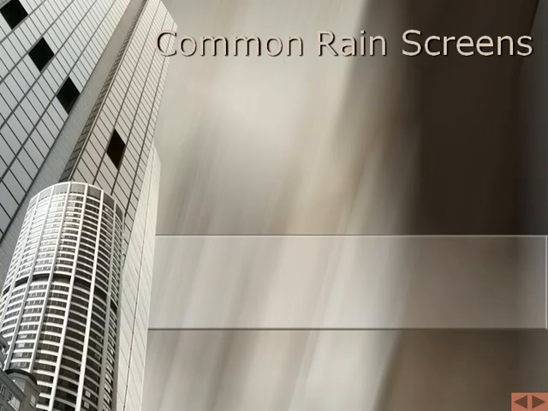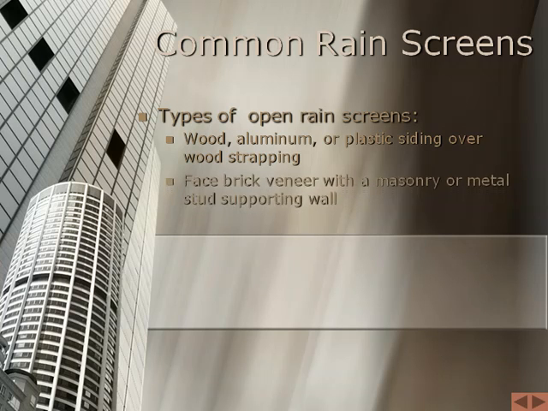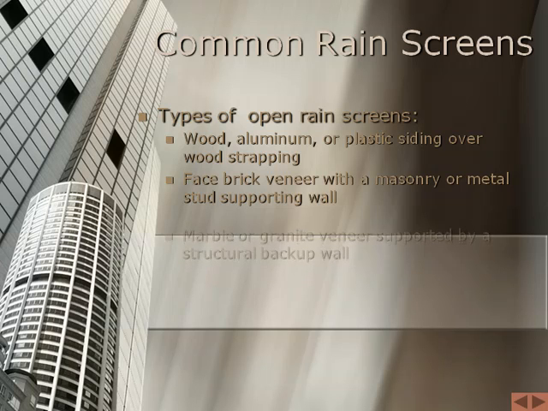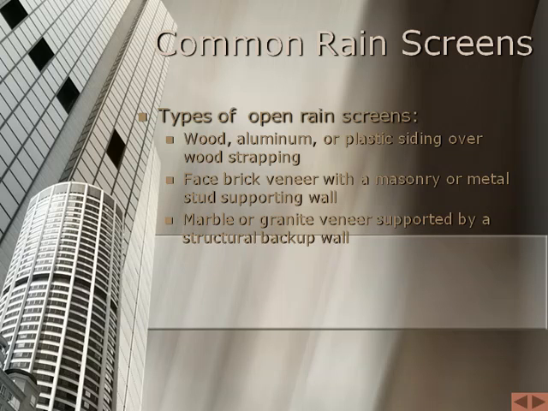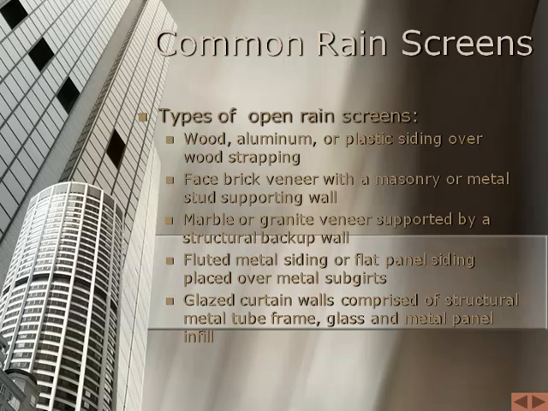Although we do not always think of these examples of exterior wall construction as rain screen walls, types of rain screens include wood, aluminum, or plastic siding over wood strapping. Face brick veneer with a masonry or metal stud supporting wall. Marble or granite veneer supported by a structural backup wall. Fluted metal siding or flat panel siding placed over metal subgirds. Glazed curtain walls comprised of structural metal tube frame, glass, and metal panel infill.